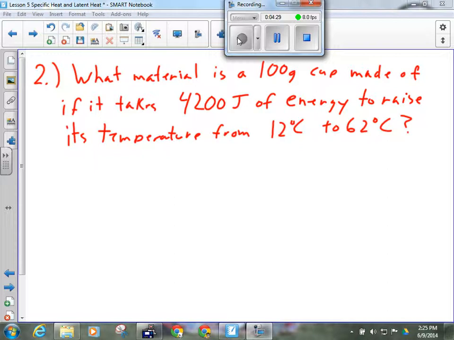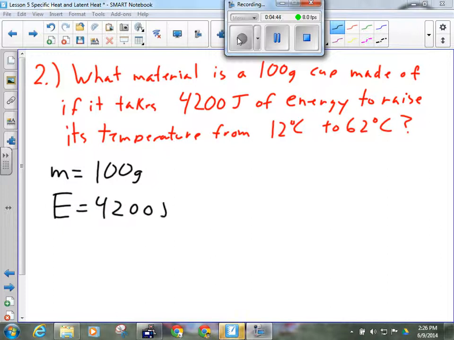All right, so let's look at this one here. What material is a 100-gram cup made out of? So if they give us something in grams, once again, that's mass. If it takes 4,200 joules of energy, so they gave us E, to raise the temperature from 12 degrees Celsius to 62 degrees Celsius. So delta T equals 62 minus 12, which is 50 degrees Celsius. Even if I didn't know which variable I was supposed to find when I first read this question, it is fairly easy to figure it out now that I know which ones I actually have. The only one I don't have is C.